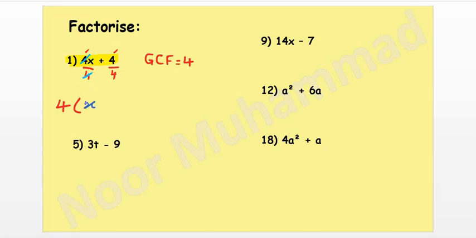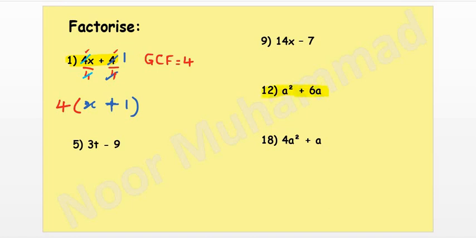Only x will be left, right? Plus, now in the second one 4 divided by 4 is 1, so it will give you 1 here. So this will be your final answer. We have 2 factors. Let me solve one more for you. Let me solve this one for you.